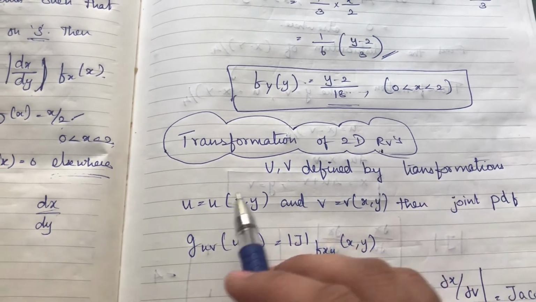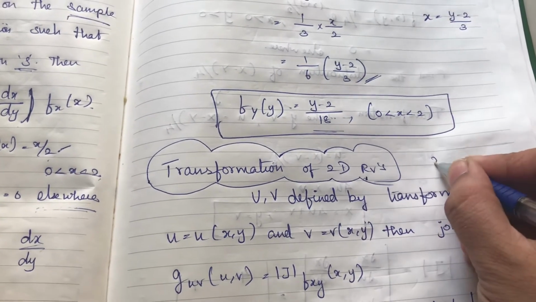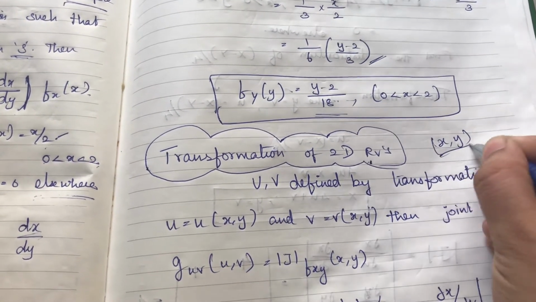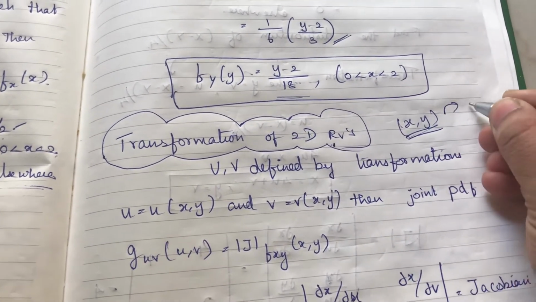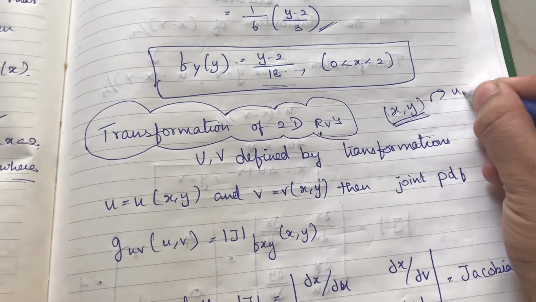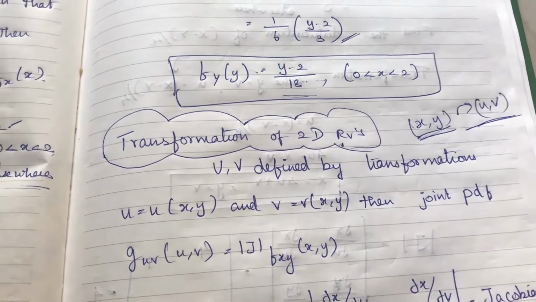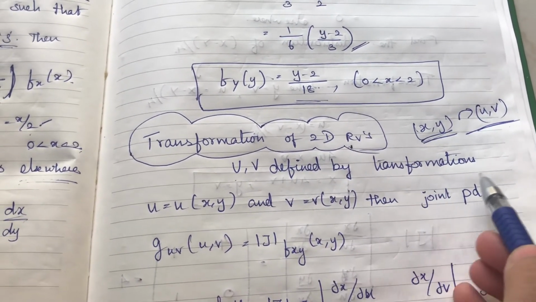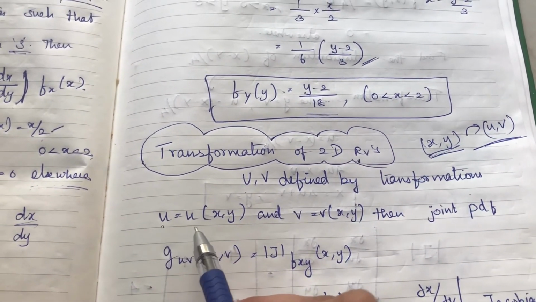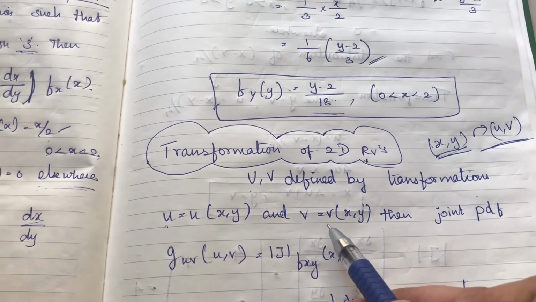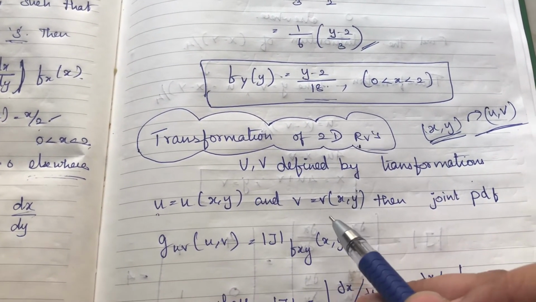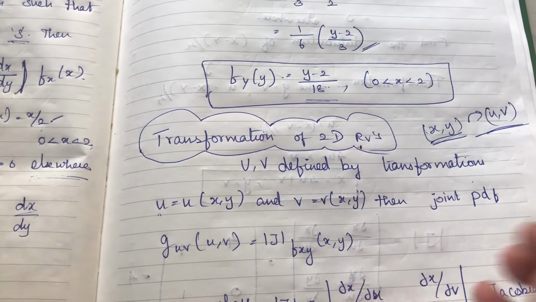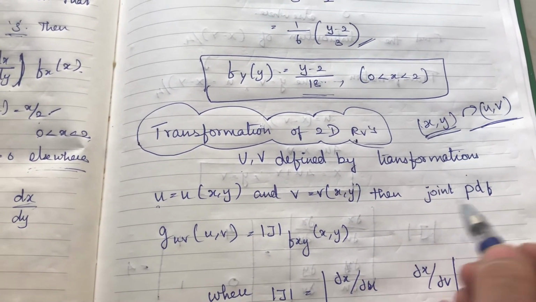Okay, variables. So transformation means going from x, y to another plane. This is one plane, right? So I just transform it to u, v. This is the main thing here, transformation. The u, v are defined by the transformations: u will be equal to u of x, y function, and v will be equal to v of x, y function.